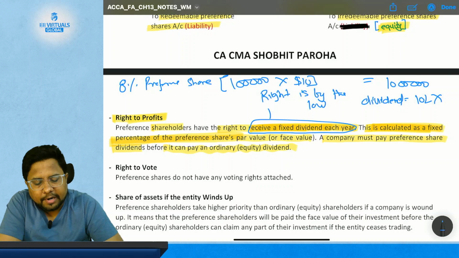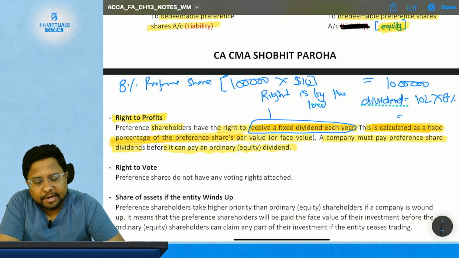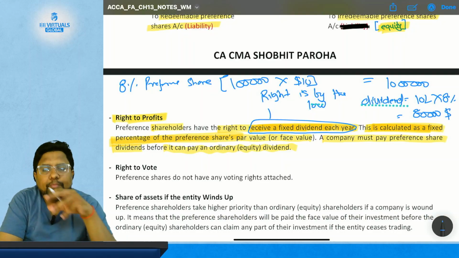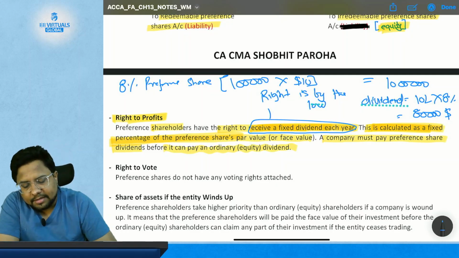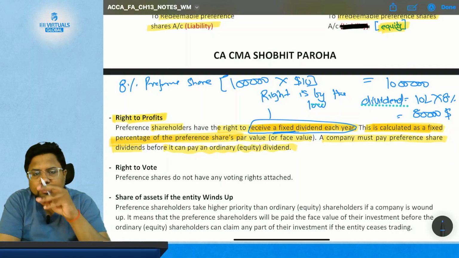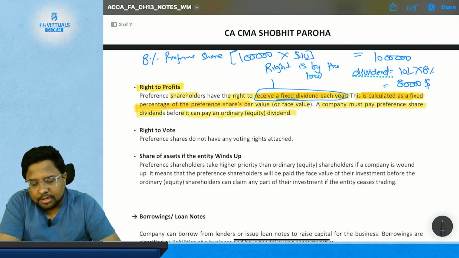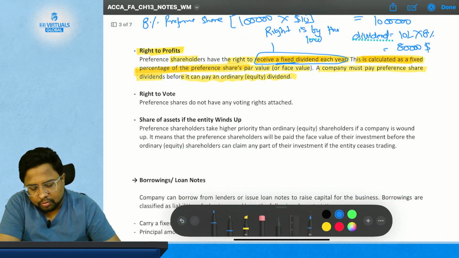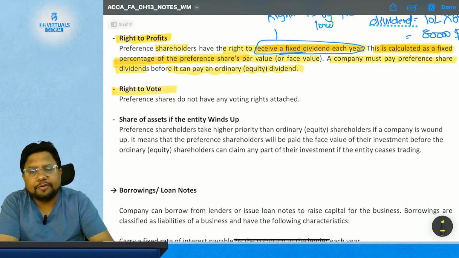The amount of dividend will be 10 lakhs multiplied by 8%. That means 80,000 is the amount of dividend which you are going to pay every year. Hence, it is known as a fixed dividend. This is the fixed amount which you need to pay every year. So this is the first feature, which is right to profit.